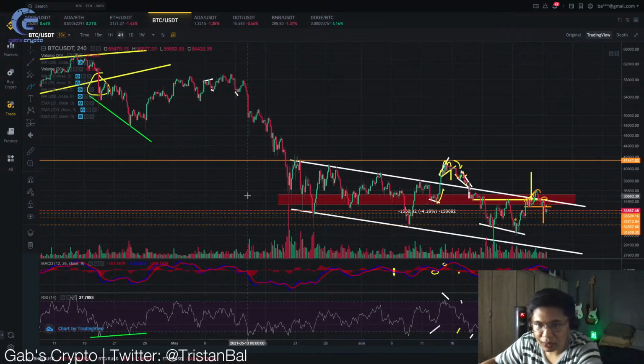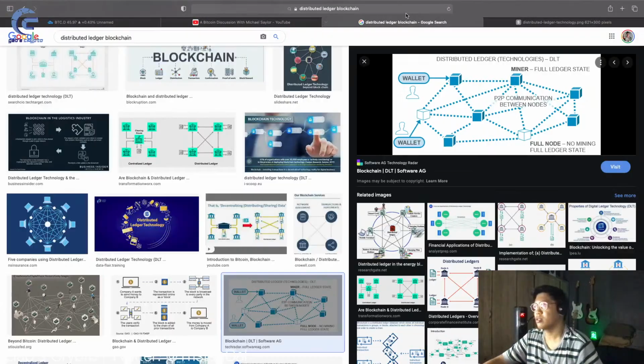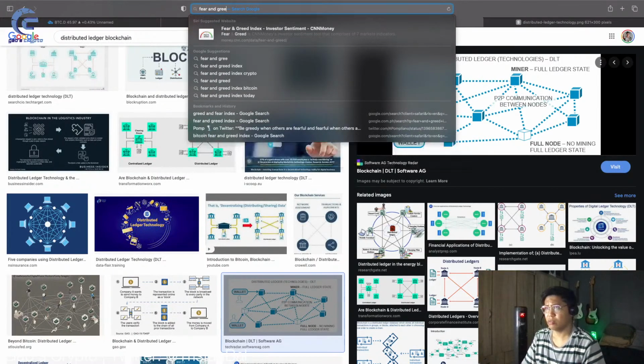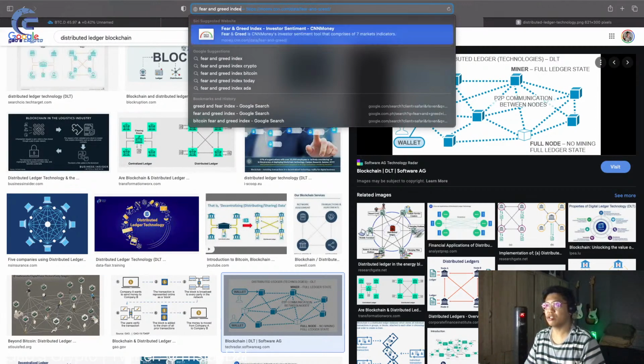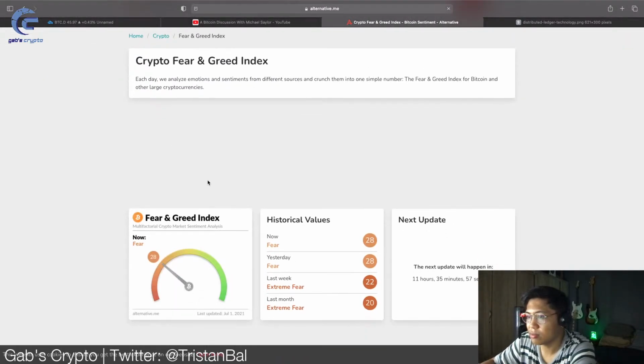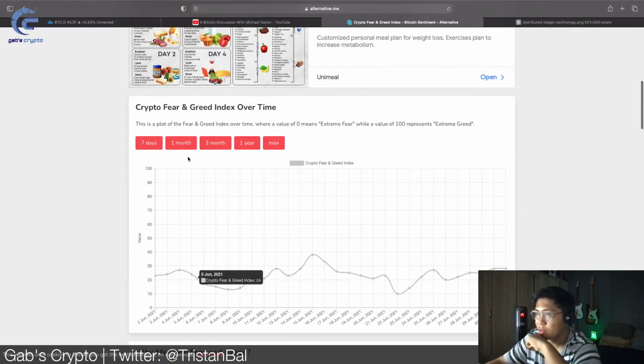Someone is asking about the fear and greed index. Sure, let's take a quick look at it. We've been following the fear and greed index for a long time, but we haven't had an update on it lately. So let's check an update on the Bitcoin fear and greed index. Right now we're in fear. We've gone up a bit on the fear and greed index.